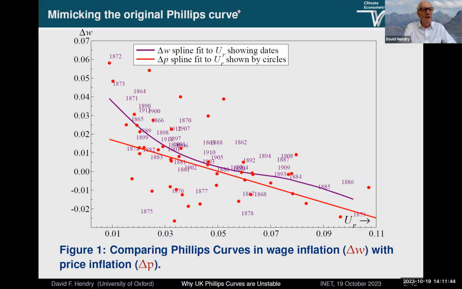So this is mimicking the original Phillips curve. Delta W, this purple line where the dates are the data for delta W, shows the fit, and it is slightly nonlinear in the way that Phillips did. He had it going up much more, and I'll explain how he got that. Whereas the price, which are the red circles, are a straight line. So the original Phillips curve, which is fitted from 1860 to 1913, is pretty much reproducible. And that's despite the fact that the unemployment data have been hugely changed.